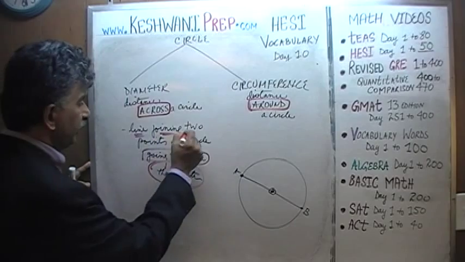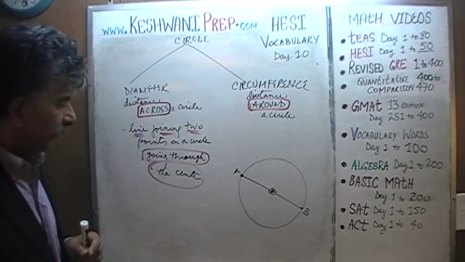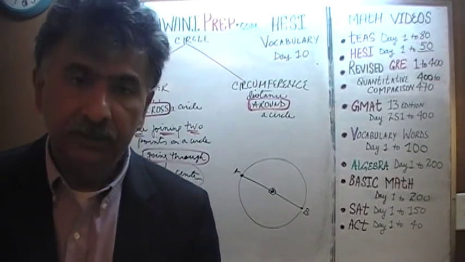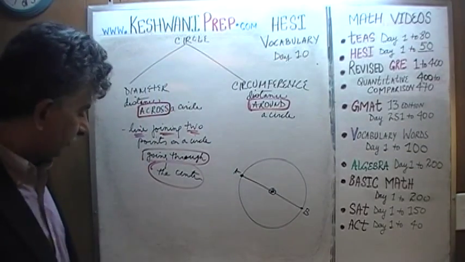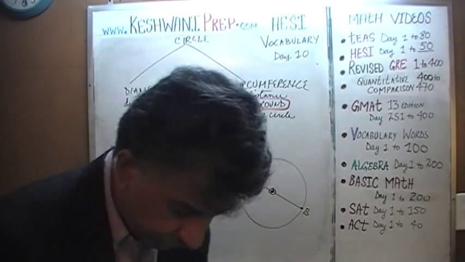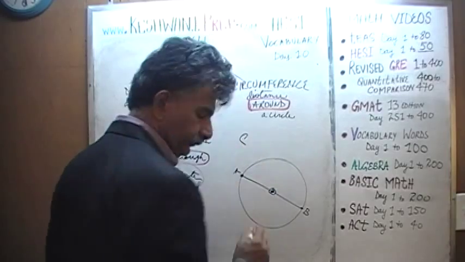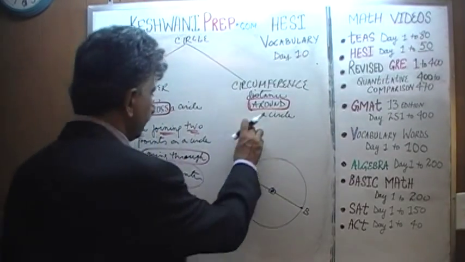Simply a line joining two points on a circle is not enough. We have to qualify. We must qualify our statement by saying that it must go through the center.